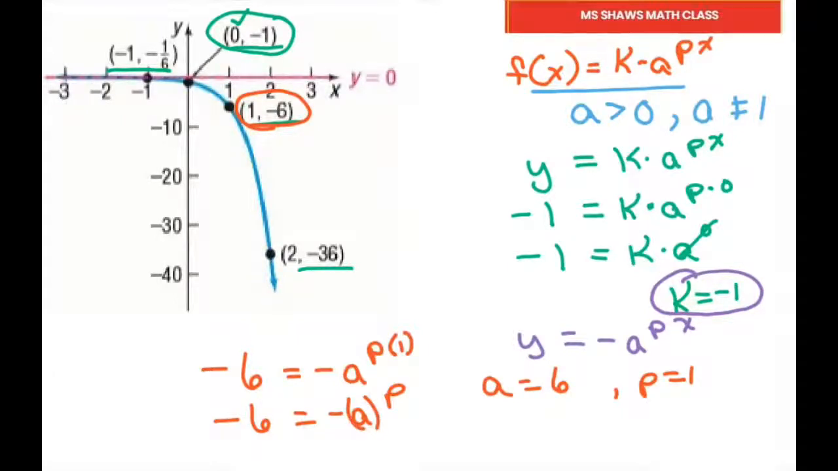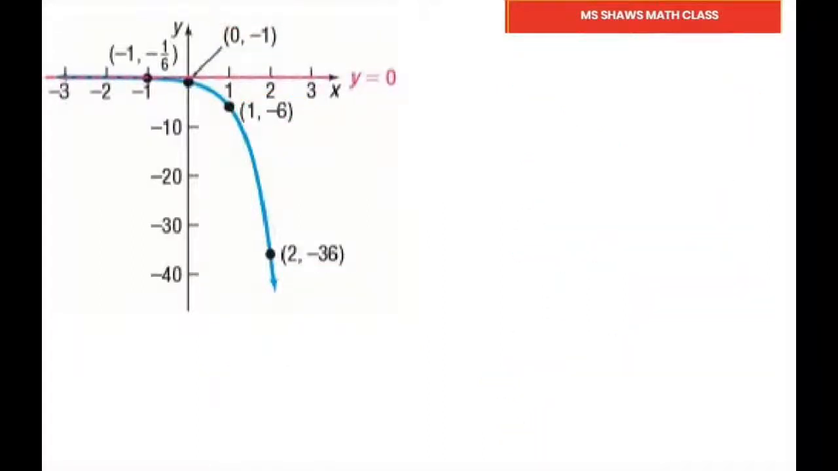Remember, this is a here. I have my equation y equals k, and k is just negative 1, so I'm going to put negative. My a is 6, and then I have my p is 1 to the x power. So that would be your function. We'd have f of x equals negative 6 to the x power. And you can tell it's negative because it kind of goes down like that.